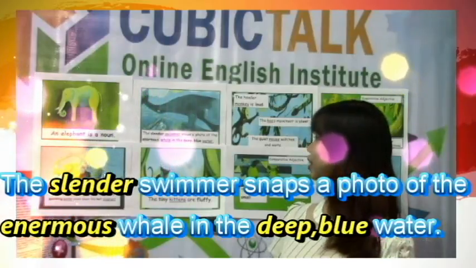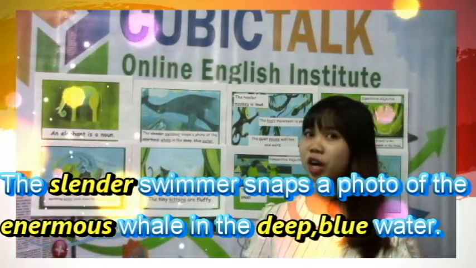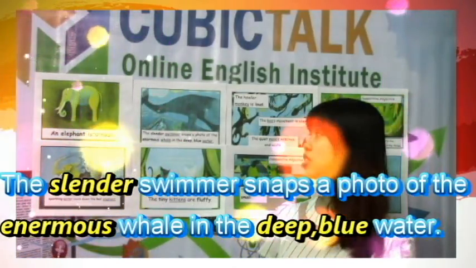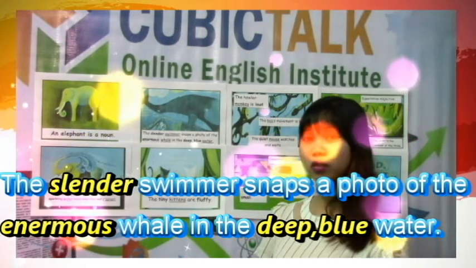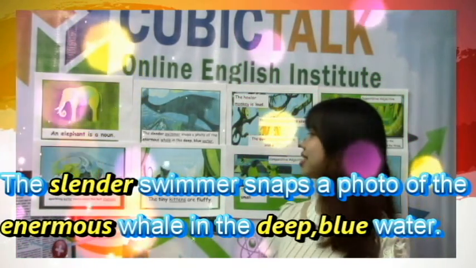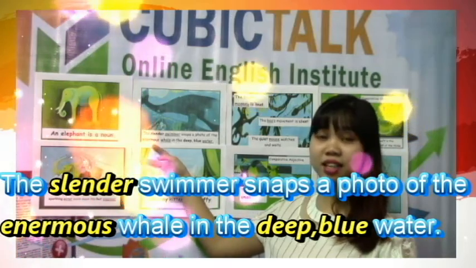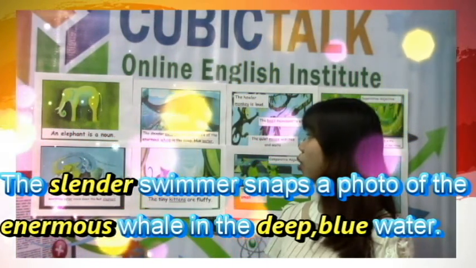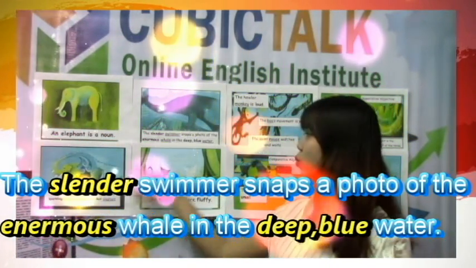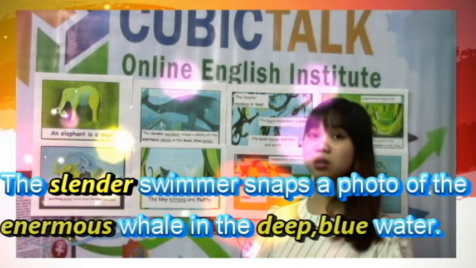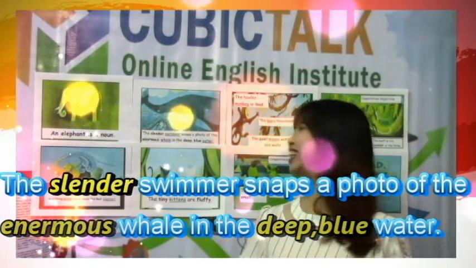There we go. So, I think there are more adjectives in this example. Will you tell me what are they? Yes, enormous. Enormous is an adjective which describes the noun whale. When we say enormous, it means big. Okay.